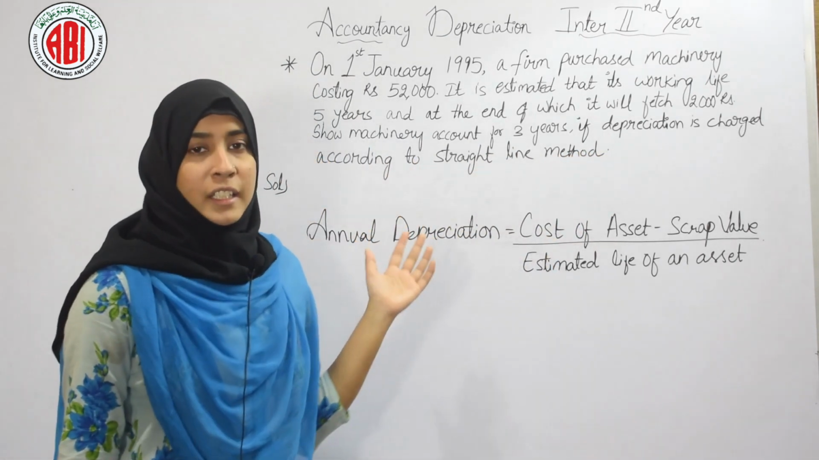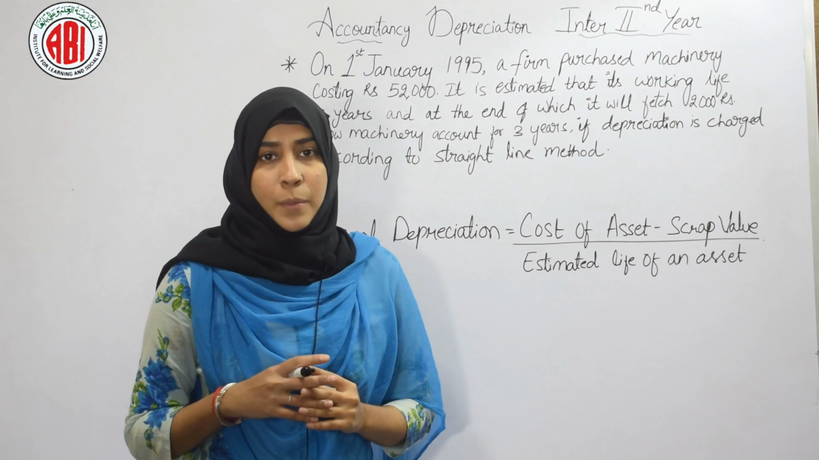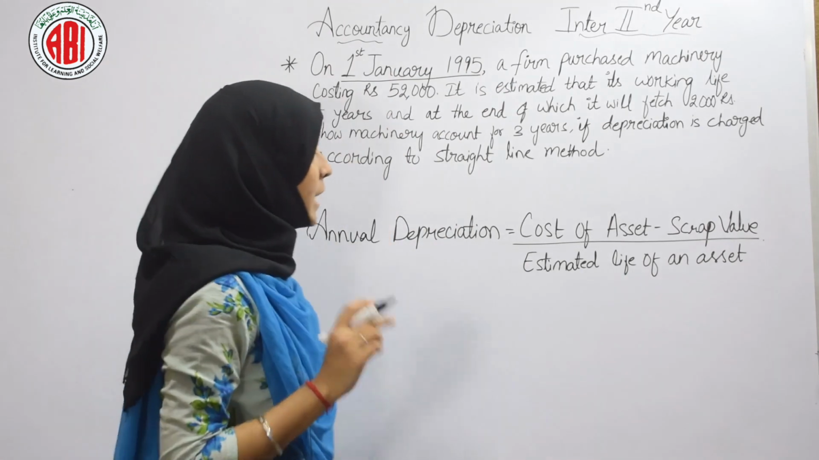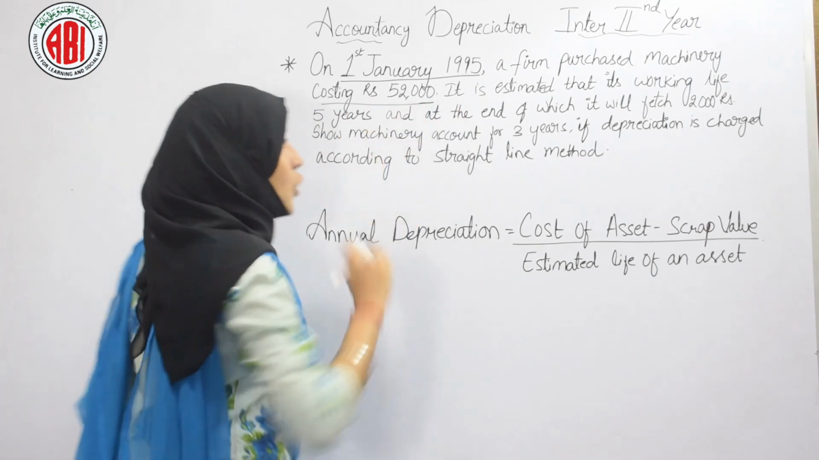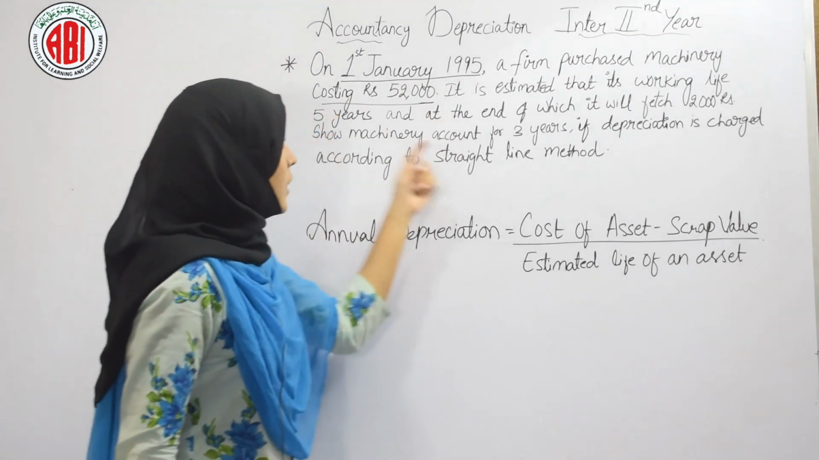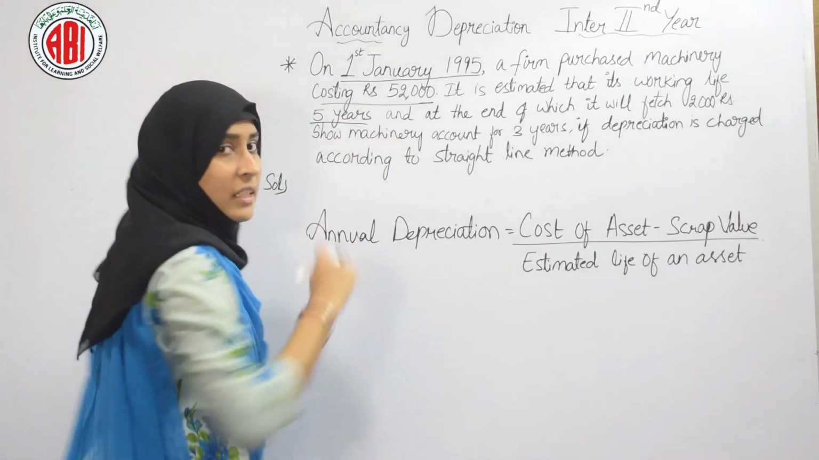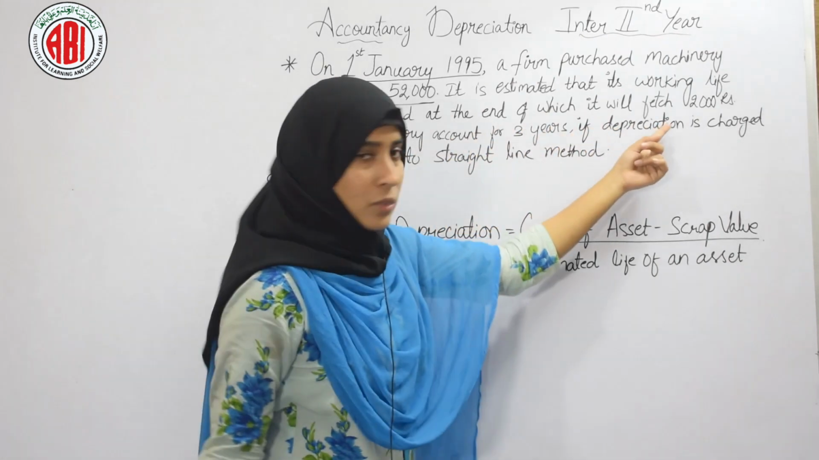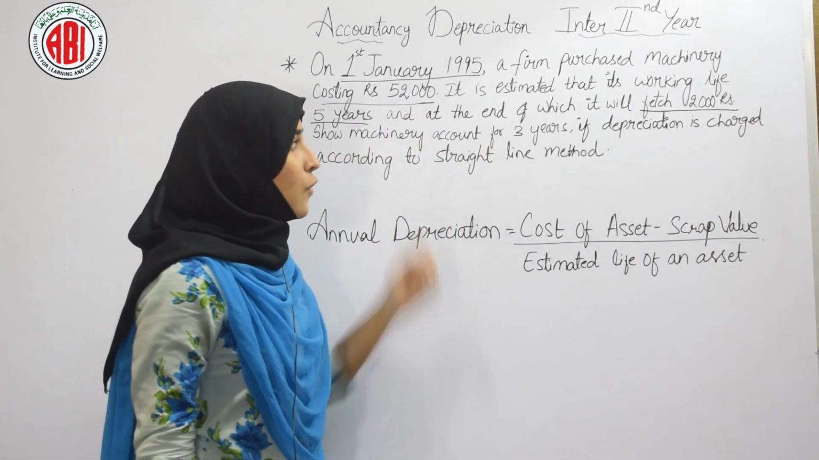So, after reading the question, the first thing you have to do is analyze the question and highlight the important points from the question. That is, on 1st January 1995, what happened? A firm purchased machinery costing rupees 52,000. So machinery has been purchased on 1st January 1995 by the organization. Now it is estimated that its working life is 5 years. This will be our estimated life of an asset, and at the end of which it will fetch rupees 2,000. This will be our scrap value. Show machinery account for 3 years. What we have to show?